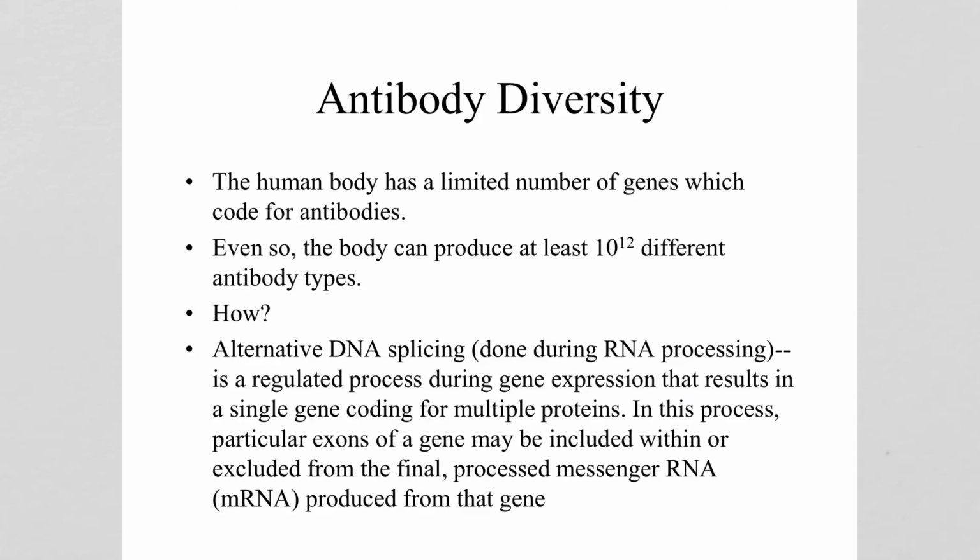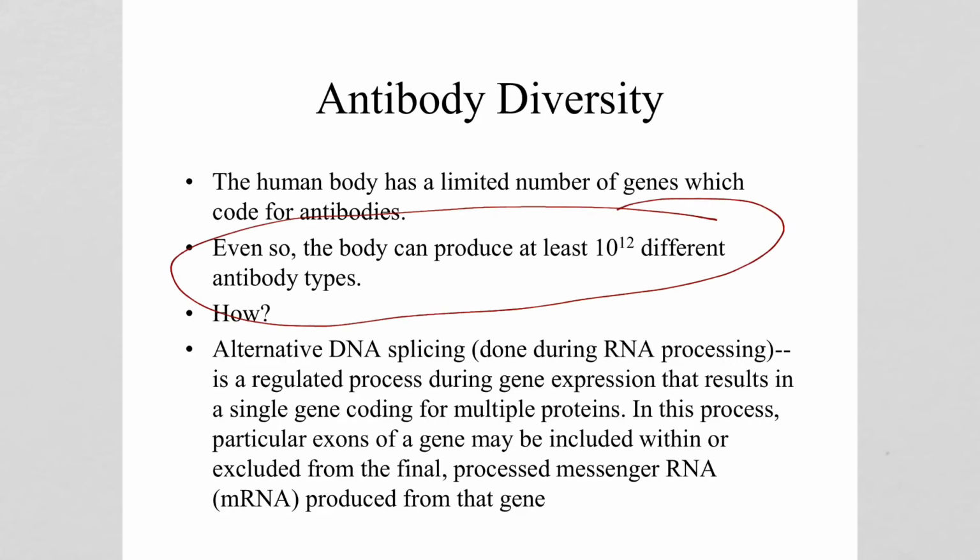Our bodies have a limited number of genes which code for antibodies. We don't have that many genes for antibodies. But even though we don't have very many antibody genes, the average human can make at least 10 to the 12th different kinds of antibodies. Again, antibodies are proteins. Proteins are coded for by genes. We only have a few antibody genes, but we can make millions and millions of different kinds of antibodies.